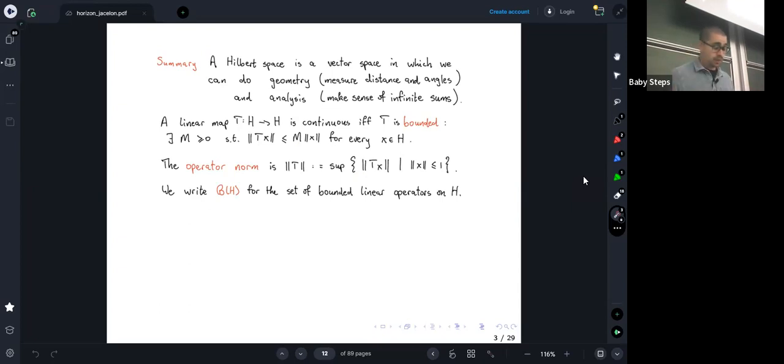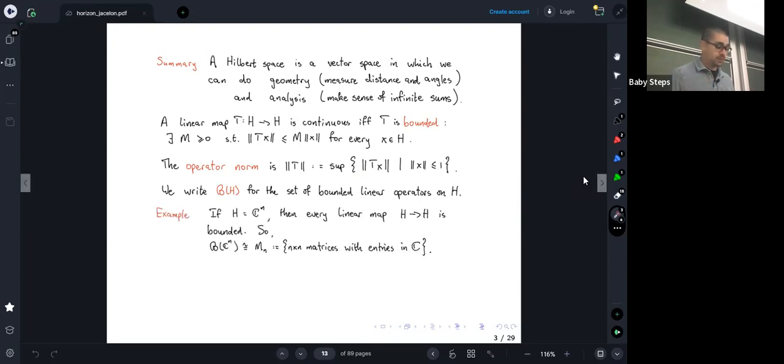So, just as an example, a bunch of examples. If H is finite dimensional, then, okay, very little exercise: in finite dimensions, every linear map is automatically bounded, automatically continuous. So in particular, if we take T to be, let's say, a rotation, this preserves lengths. The norm of a rotation operator is just one. So the best possible bound that works is m equals one.